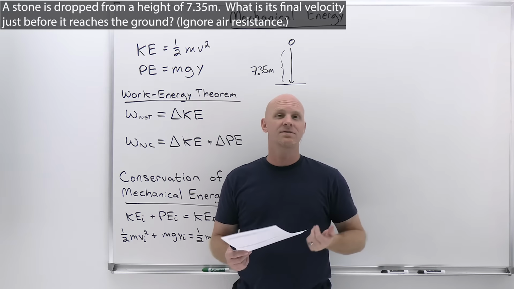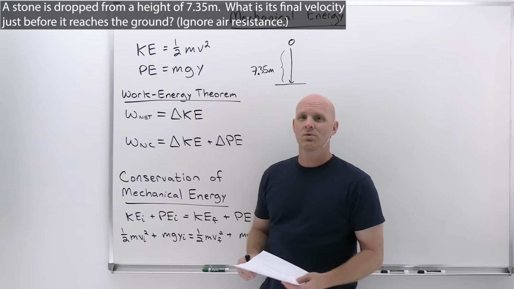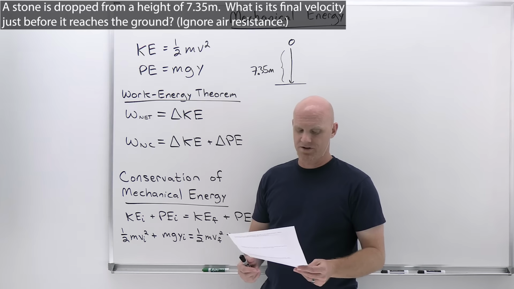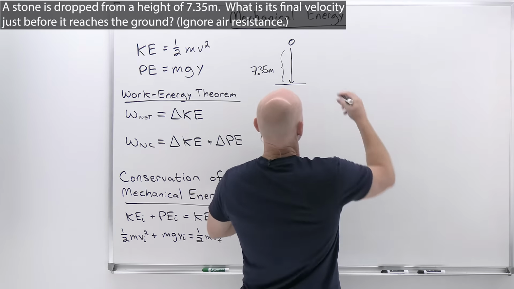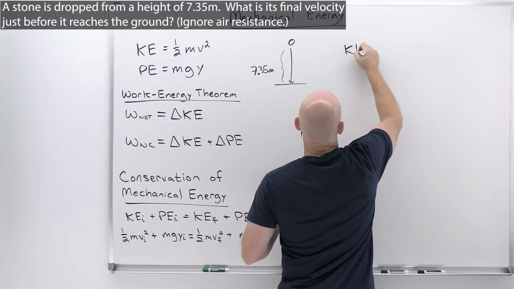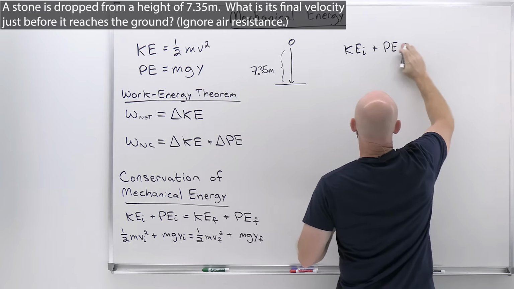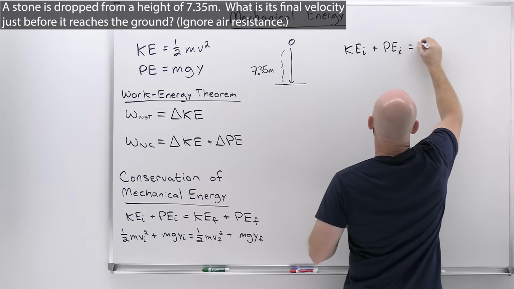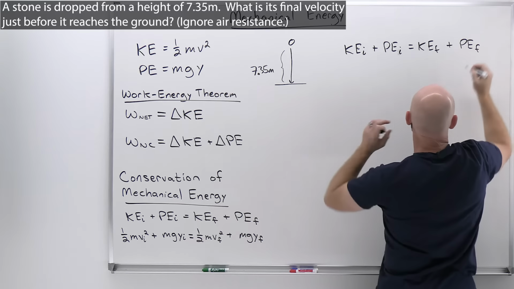And if you did, you might find that there's a number of kinematics problems that are now much easier to solve with the conservation of mechanical energy. So let's see how this works. In this case, again, we've got kinetic energy initial plus potential energy initial equals kinetic energy final plus potential energy final.